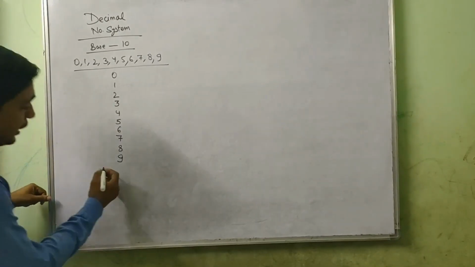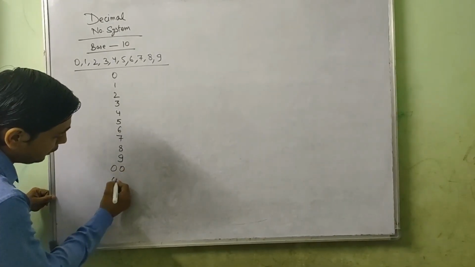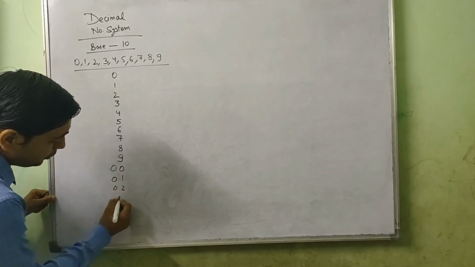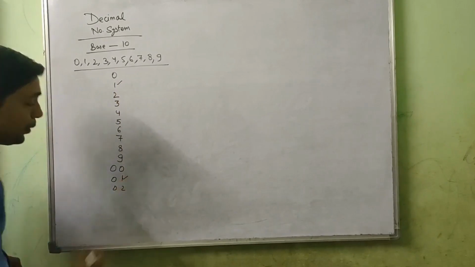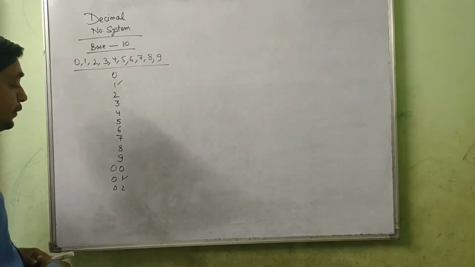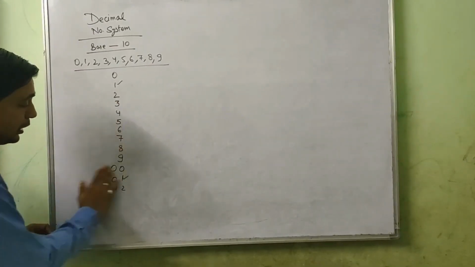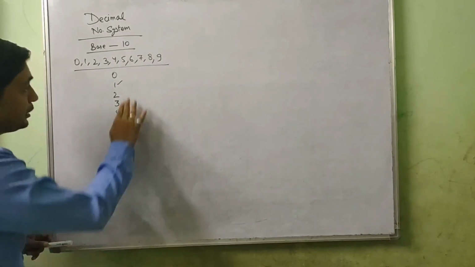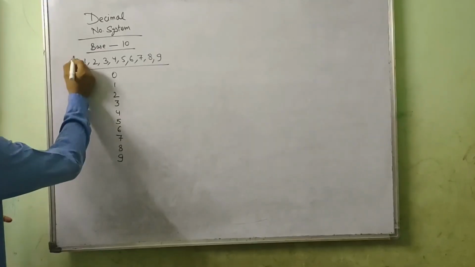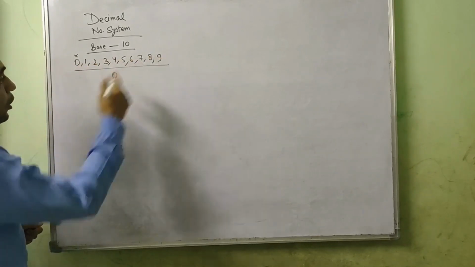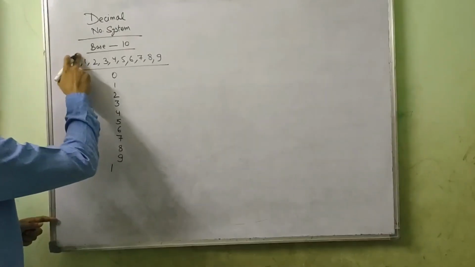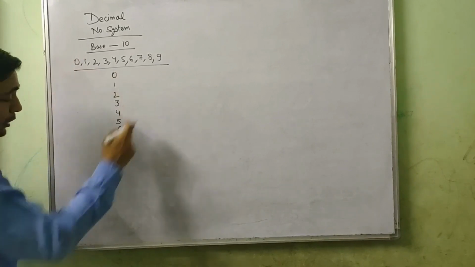For example, if we take 0 and repeat all with it, it will become 00, 01, 02. And the value of 01 is the same as 1, so we are actually repeating the numbers. So we cannot repeat all the digits with 0, so 0 we cannot use. The next digit is 1, and now we are going to repeat all the digits starting from 0 till 9 along with 1.